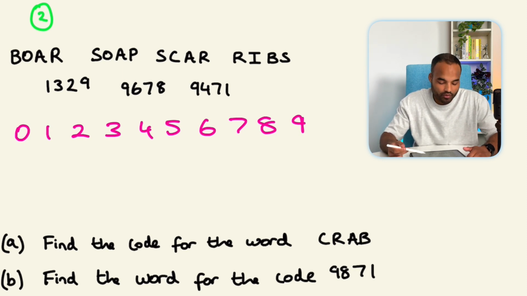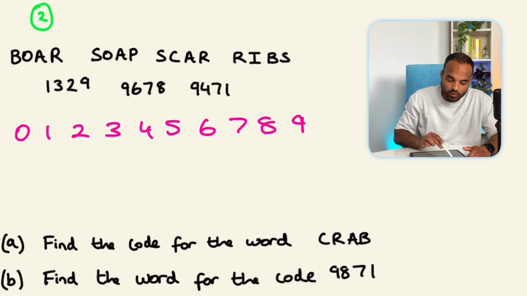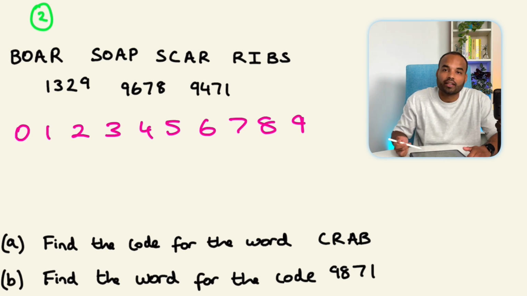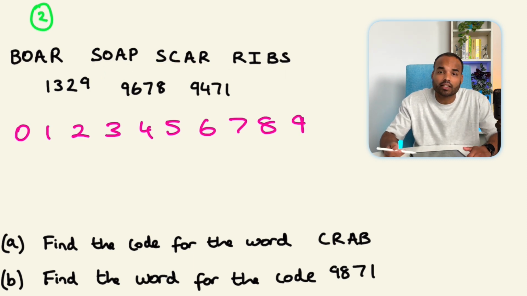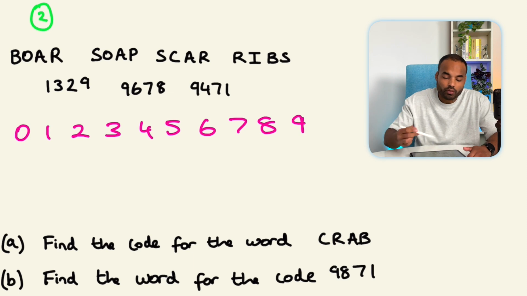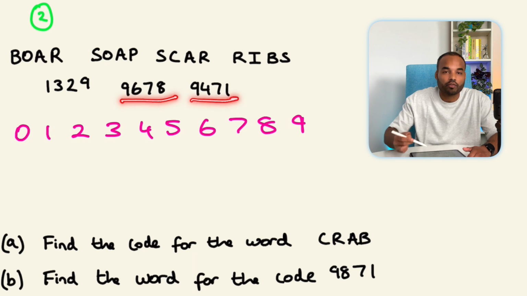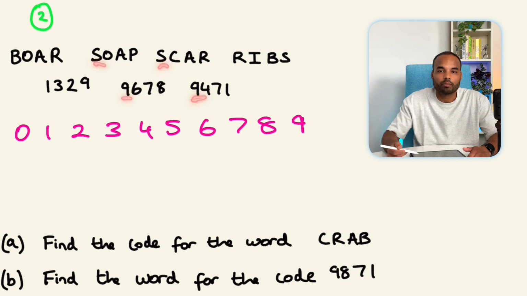Let's see if we can find repeating letters. Now, if you have a look in each word, for this particular example, I can't see any repeating letters, right? In bore, in soap, in scar, or ribs. So the next thing that you should look for is the same letter, but in different words and in the same position. So I can spot over here that I have an S and an S. So I have repeating S's. Do I have 2 number codes that start with the same letter then? Yes, I have 9678, 9471. So I know because they start with the same number, they must be represented by S.